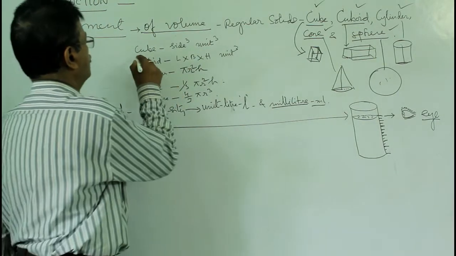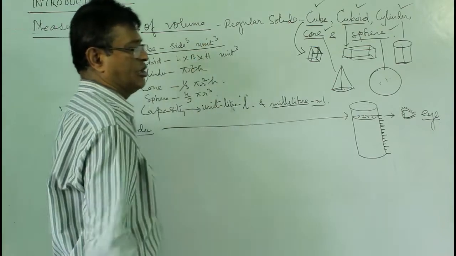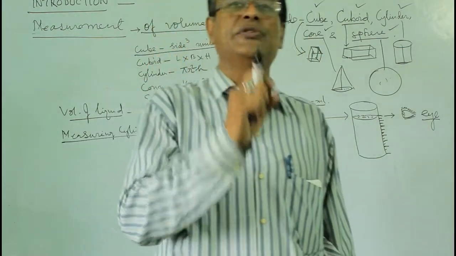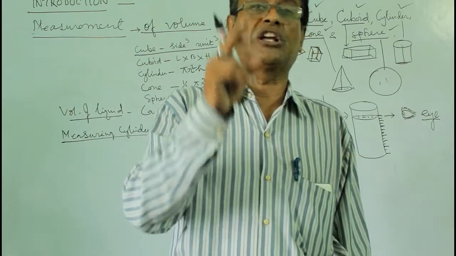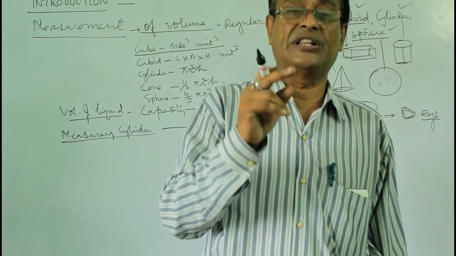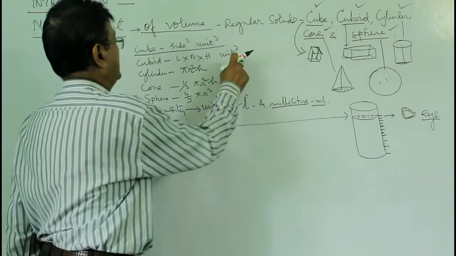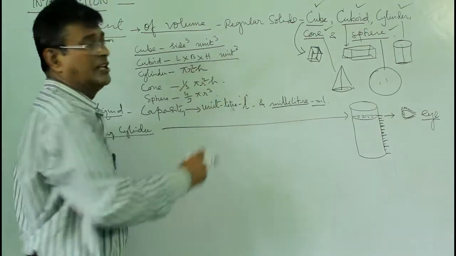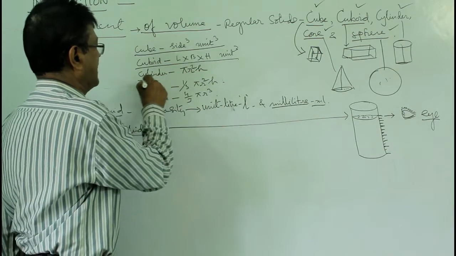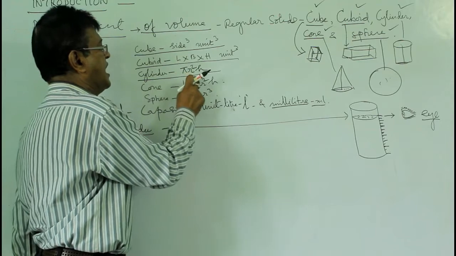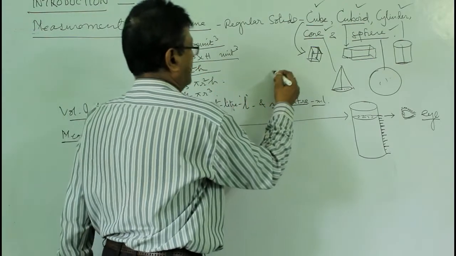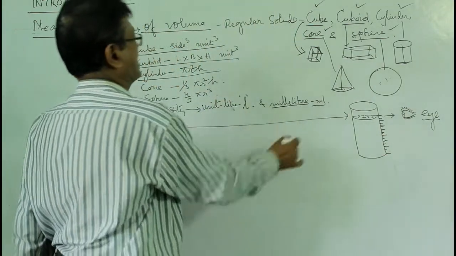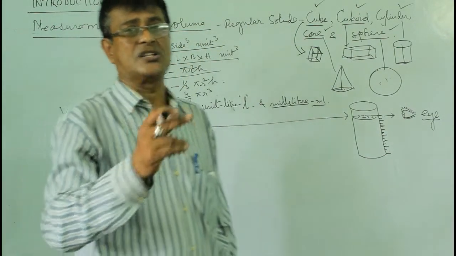Now how? The cube, there is side cube, unit cube. As I told you, in the area the square units will come; for the volume the cubic units will come, and that is why they are called the cube. So unit cube will come. And then for the cuboid, length, breadth and height, the unit cube will come. For the cylinder, there is a formula known as pi r square h. Because the bottom part is a circle, pi r square is the area of that, and h is the height. So that is why pi r square h.